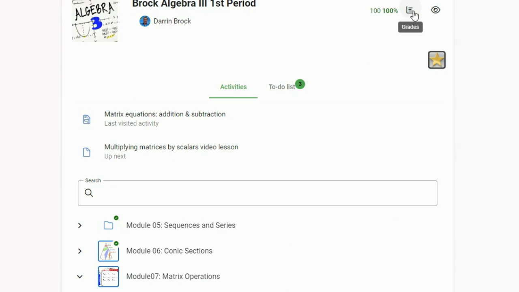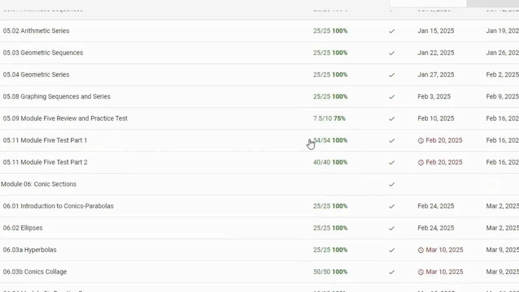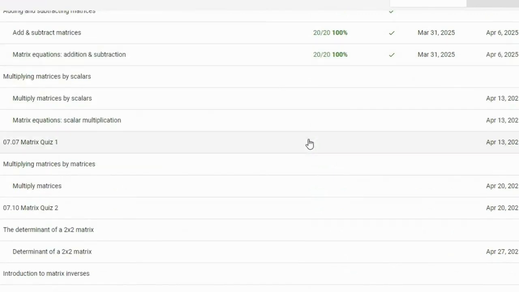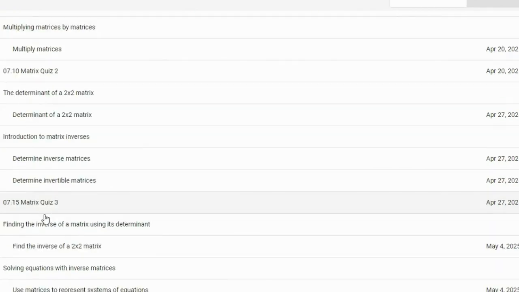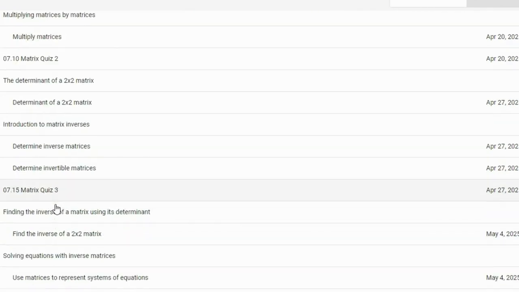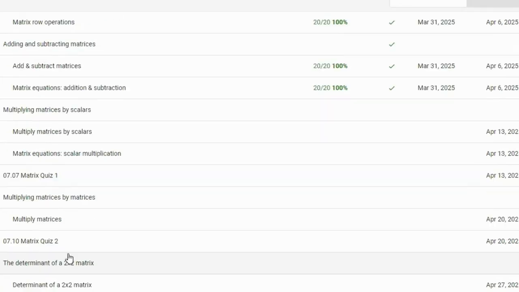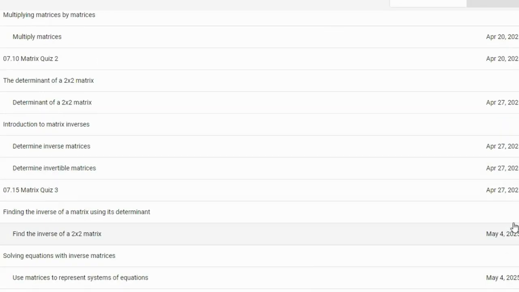Go to our grade screen and see where we're at now. Scrolling way down. Last week, we had matrix row operations, add and subtract matrices, matrix equations, addition and subtraction. This week, we have multiply matrices by scalars, matrix equations, scalar multiplication, and our first quiz. We'll have another quiz next week. We're getting quizzes pretty quick, but that's because we also have a quiz 3 coming up the week after that, and the week after that's quiz 4. So we got quizzes for the next 4 weeks until we wrap up matrices.